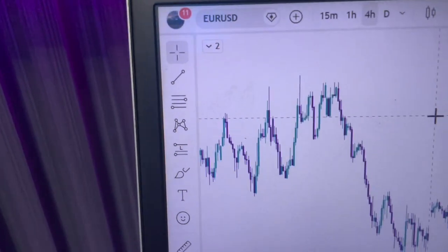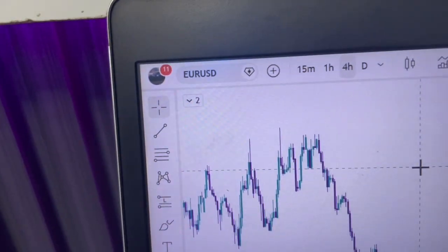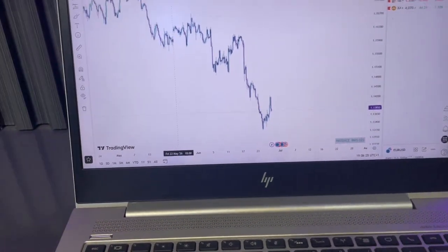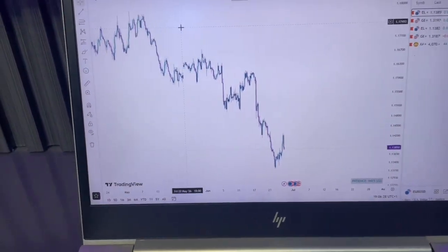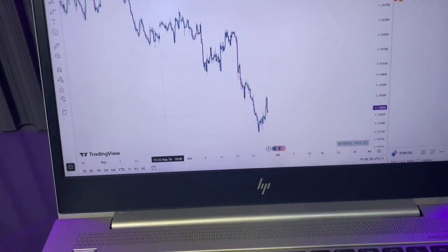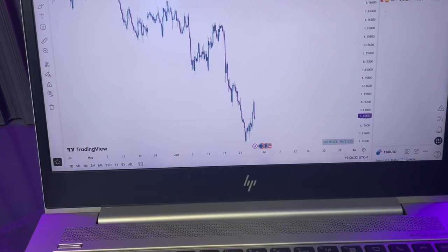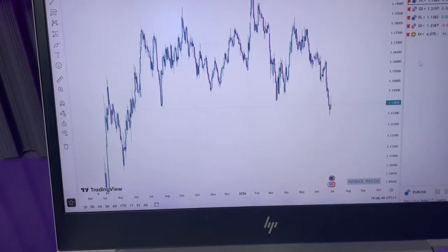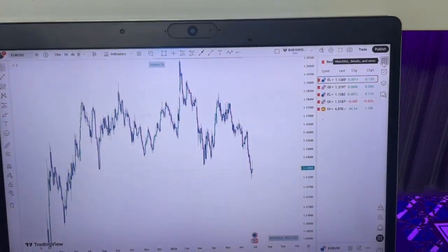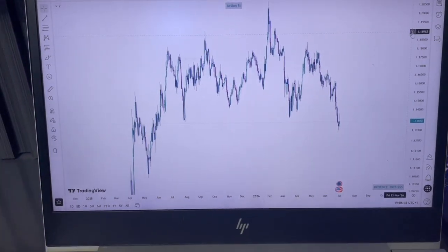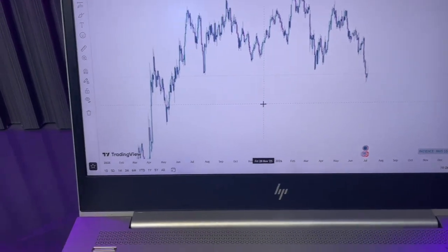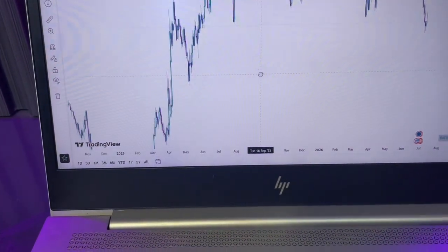All right, so this particular currency pair is Euro USD, and this is the 4 hours time frame. Doing my analysis from the higher time frame, I'll check my daily time frame to see what is actually going on right here. So permit me to take out this stuff so we can get a clearer view for this particular chart.